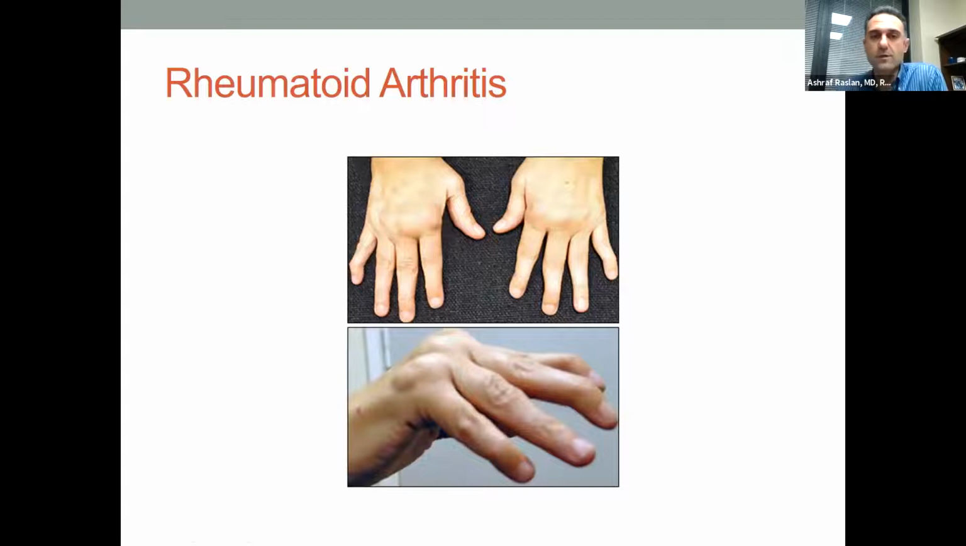So this is the autoimmune form, one of the most common autoimmune arthritis. And so how rheumatoid arthritis is different is that it's not a wear and tear process. It's not because the cartilage is wearing down that the joints are getting painful. It's more because the immune system is actually coming into the joint and causing inflammation.